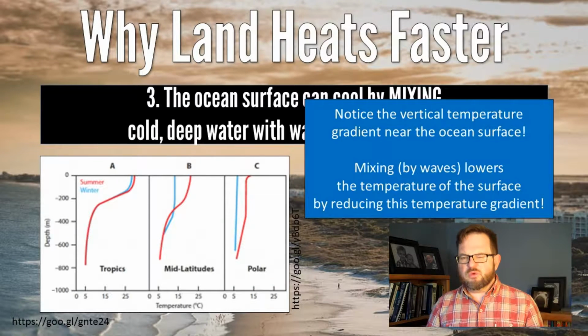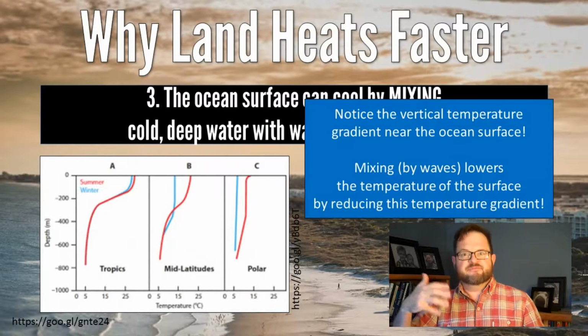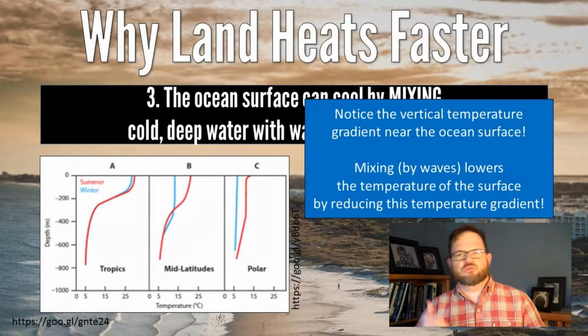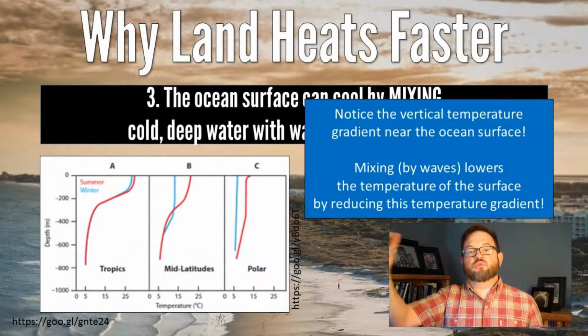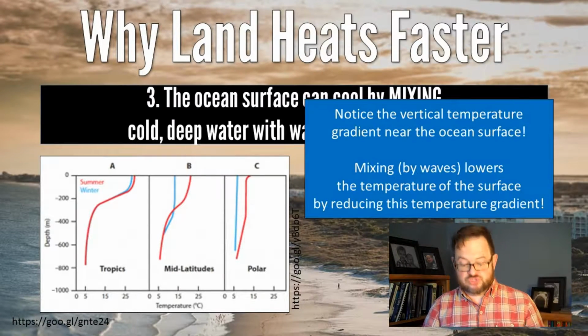Okay? Well, what does mixing ever tell us about gradients? What mixing tells us is mixing gets rid of gradients. It tends to make it so that all the fluid that's being mixed has the same properties. We've seen that several times now this semester. In this case, when we have mixing due to the mechanical action of waves at the surface of the ocean, you are taking colder water from deeper in the ocean, not necessarily spectacularly deep, but a matter of meters down or something, and mixing it with the warmer water at the surface of the ocean, and that is a way of suppressing the temperature of the surface of the ocean.